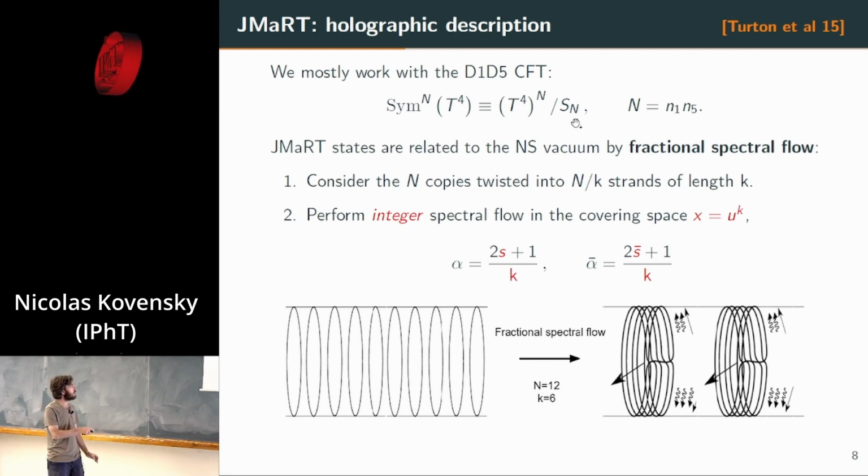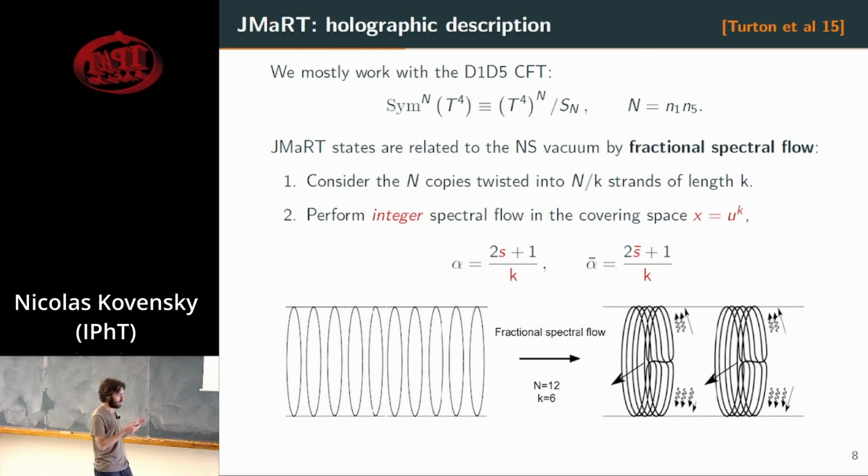You basically take, here you have a lot of copies of your theory that are not coupled to each other. In principle, they are only coupled by the fact that you are quotienting by this permutation group here. And what you do when you do fractional spectral flow is, first of all, you go to n over k copies of k twisted strands, so strands where you twist k copies of the theories together. You do that for the full set of copies you have. You take those in groups of k, and then in these k twisted sectors, you perform the usual spectral flow operation, the usual spectral flow in terms of the covering space coordinate. You get to the states that are dual to the geometries I was describing. And these parameters k, s, and s bar that define the geometry are exactly what tells you how much spectral flow you need to do. Okay?